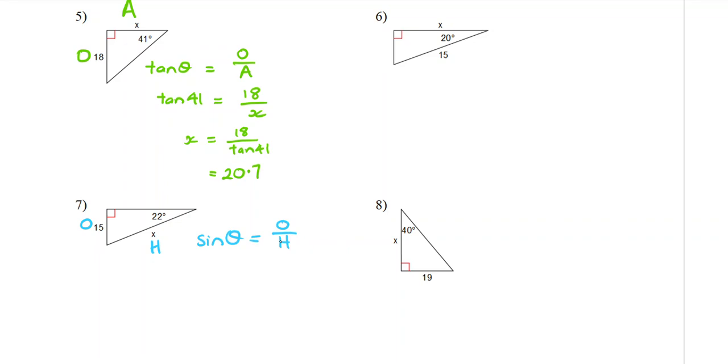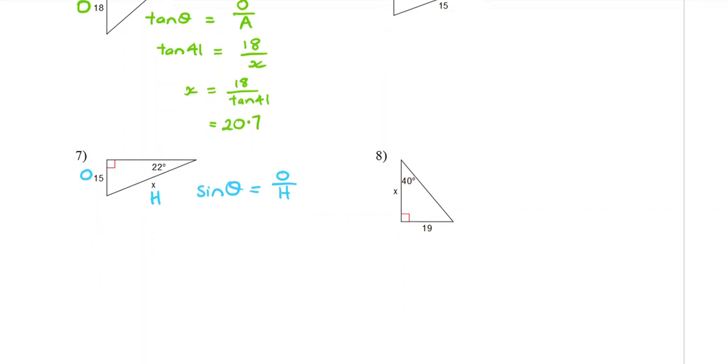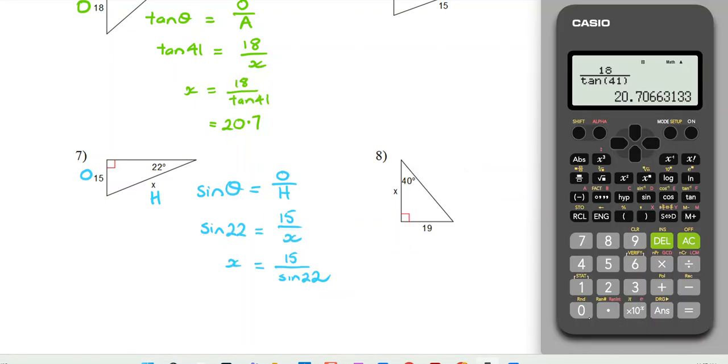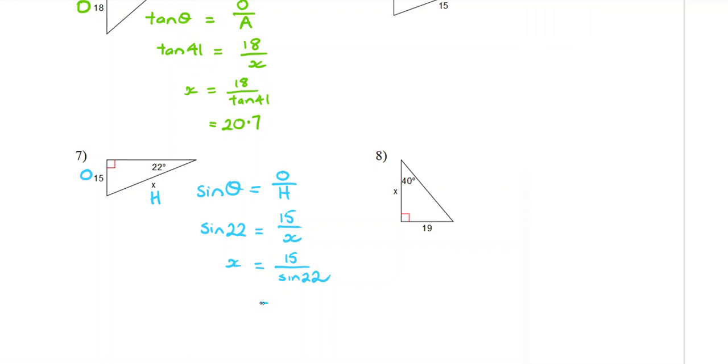Everyone's okay getting the formula? You know the formulas now? Okay, so second step, we sub in sine 22 equals, the opposite is the 15, the hypotenuse is the x. X on the bottom means they switch places. So it will be 15 over sine 22. X on the bottom means the sine goes on the bottom. And typing it in, 15 over sine 22 is 40.0.